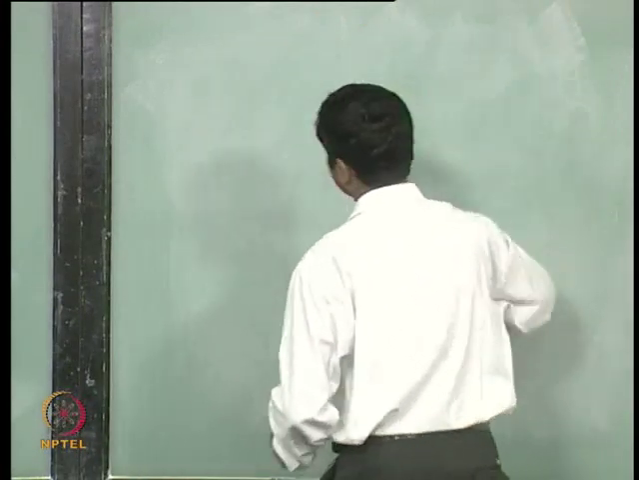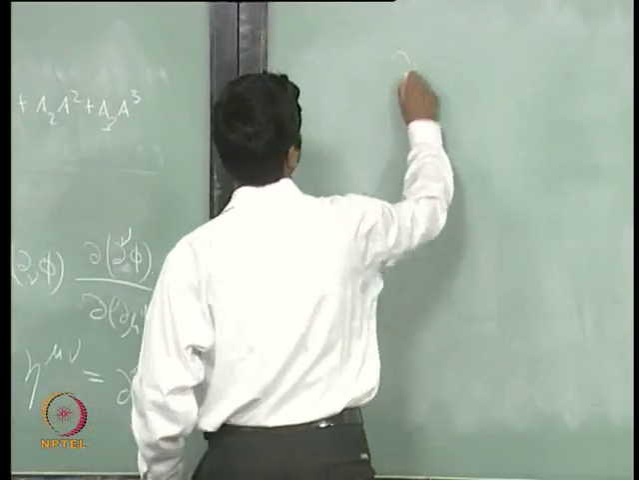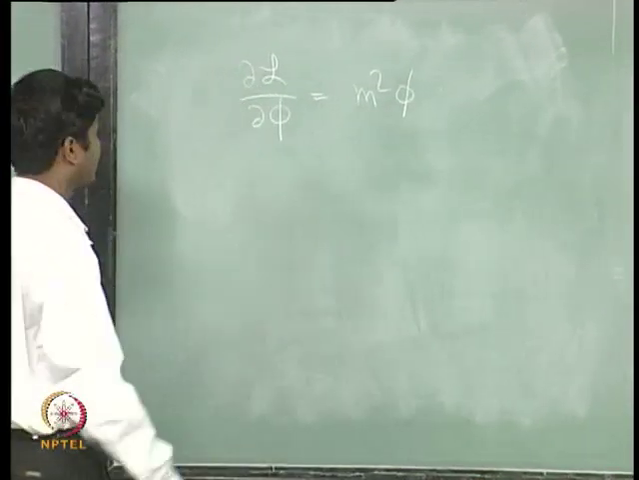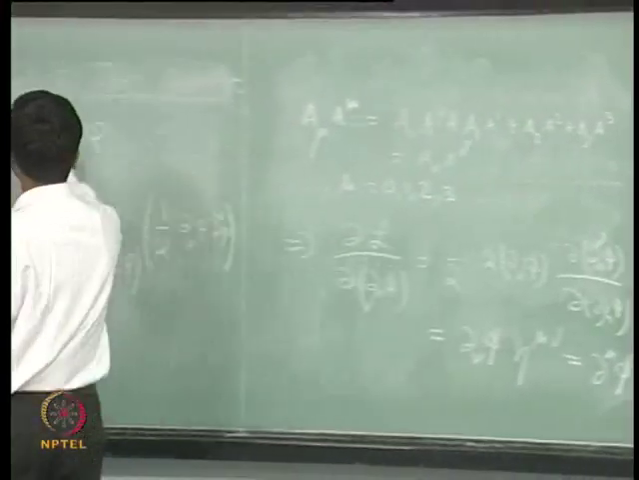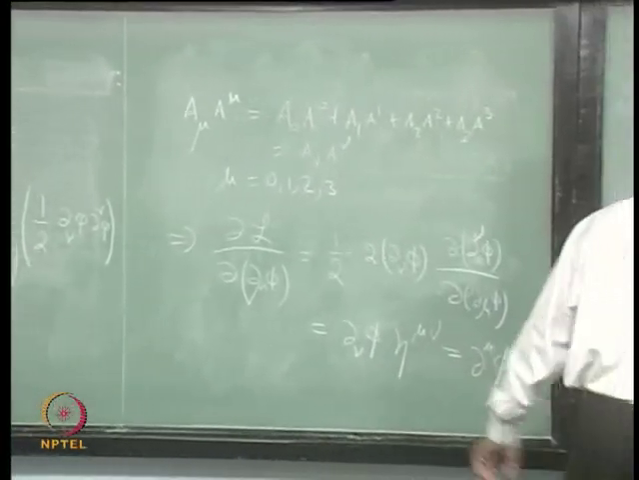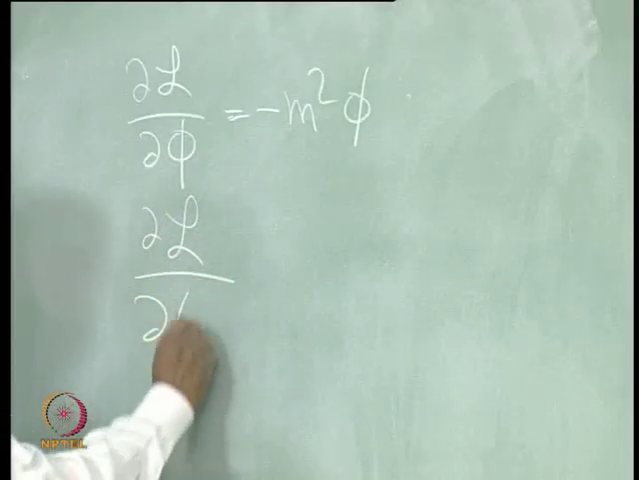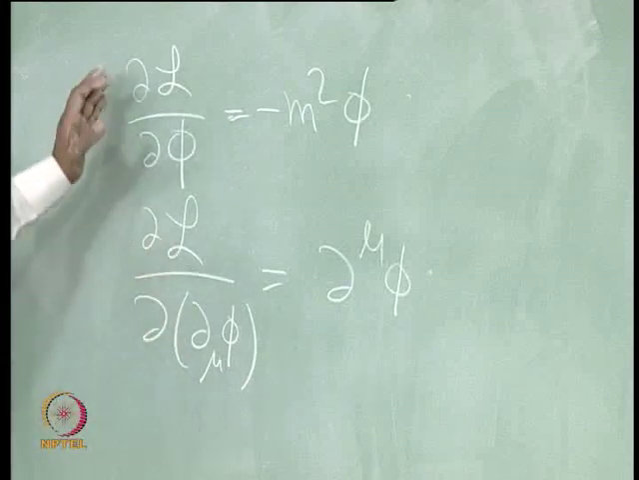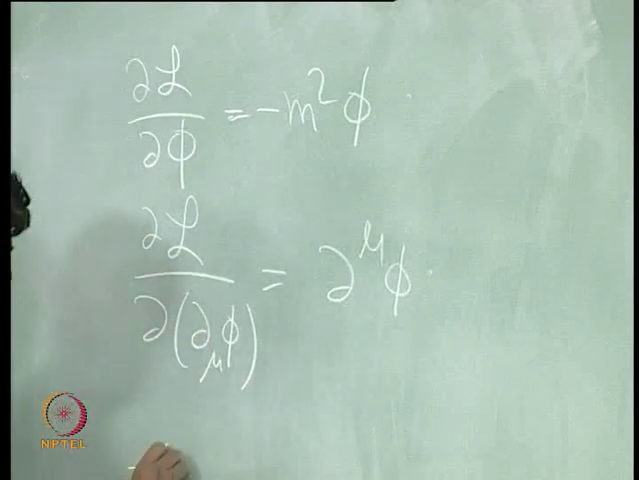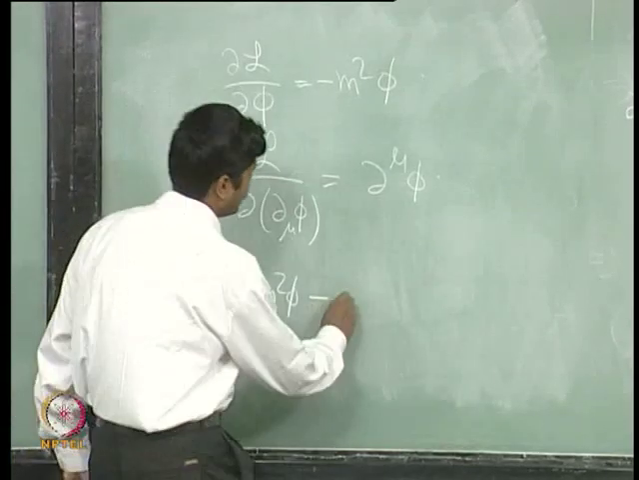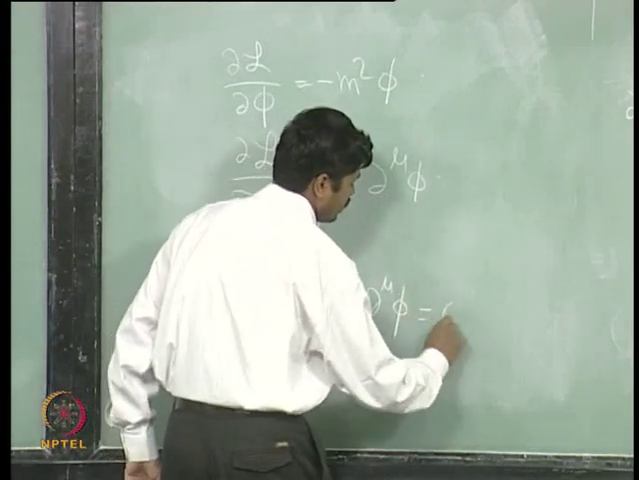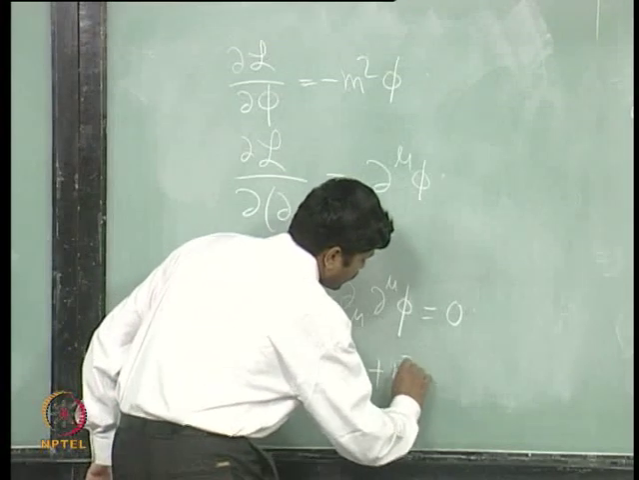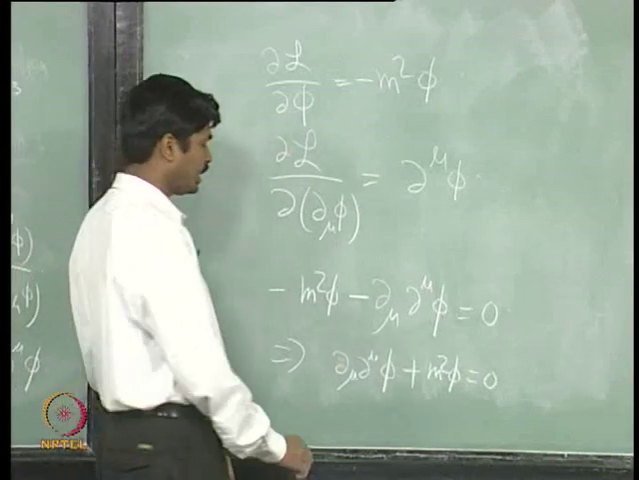Okay, so let's summarize what we have seen here. What we find is del L over del phi is equal to minus m square phi, and del L over del of del mu phi is equal to del mu phi. So now we can substitute these in the equation of motion, and what we see is minus m square phi minus del mu del mu phi is equal to 0, or in other words, this is just del mu del mu phi plus m square phi is equal to 0. What we find is the Klein-Gordon equation.